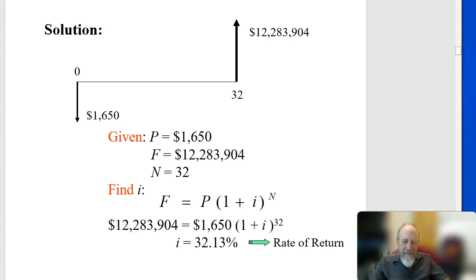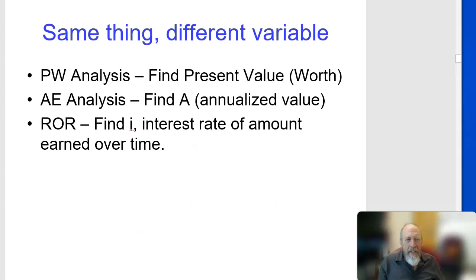Okay. And if you do this, you're going to find that I is about 32%. That's a pretty good investment there. If you had taken that original 1650 and you had invested at 32%, you would have ended up with that same amount in year 32. Okay, so what we're really doing is we're looking at the same thing, but really just a different variable.